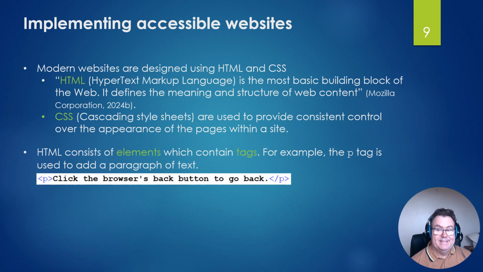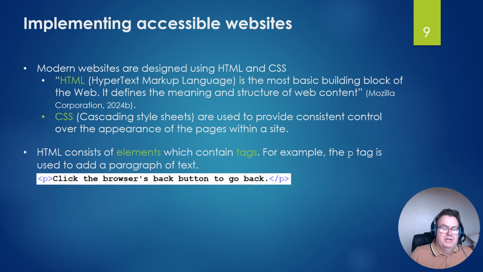So how do you implement an accessible website? Well, obviously we haven't got the time to give you a web design course within this short video, but just to give you a very general idea, modern websites are designed with HTML and CSS. HTML was the first language that was developed, so it defines the meaning and structure of web content. And then later on, we've got CSS to help make sure that the appearance of the web pages is consistent in an easy way.